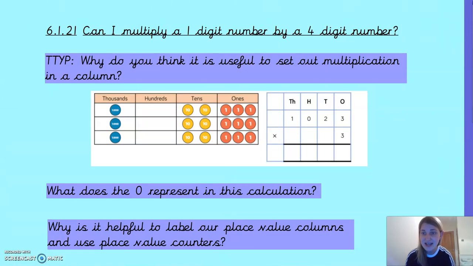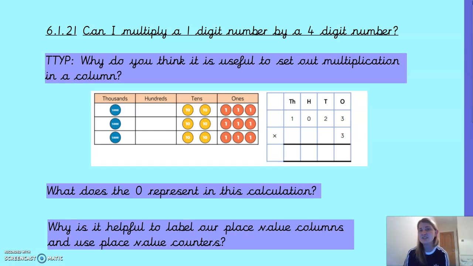So, yesterday, you were multiplying a 3 and 2-digit number by a 1-digit number. Today, the only difference is we're going to be turning that 2 or 3-digit number into a 4-digit number. One extra step. Easy peasy. Okay, so if we look here, I've got a calculation next to some place value counters which represent it.